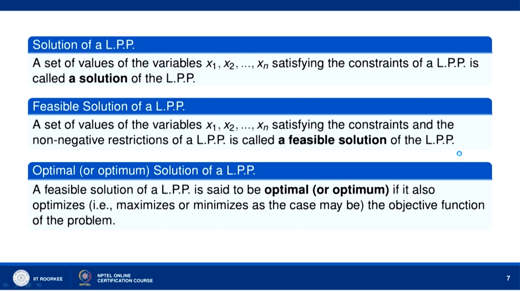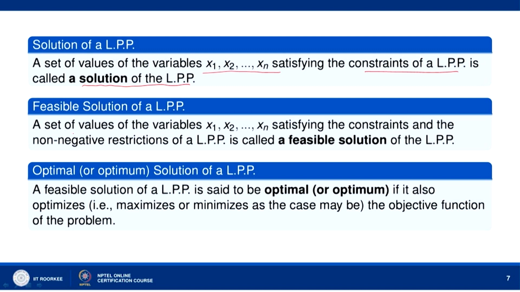Now, let us see what do we mean by solution of a linear programming problem. A set of values of the variables x1, x2, xn satisfying the constraints, that is the linear equations or linear inequations given by 2, which are the constraints, is called a solution of the linear programming problem.